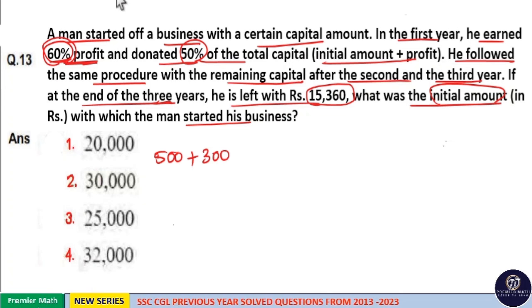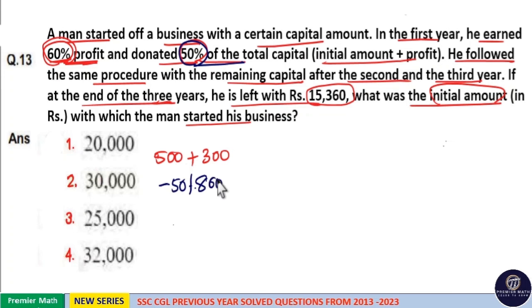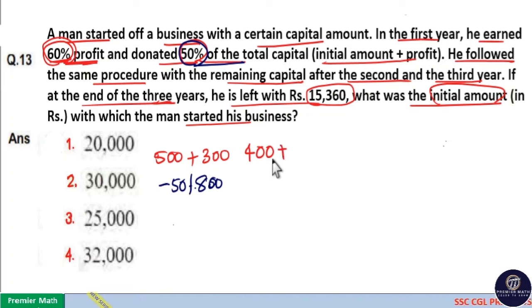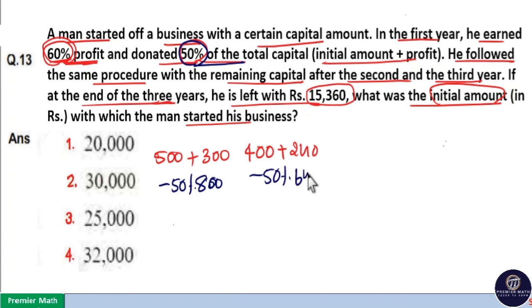Now, he donated 50% of the total capital. 50% he donated to charity. Now 50% of 800 is equal to 400 rupees. Now the remaining is 400 rupees for the second year. Again, he got 60% of 400. 10% is 40, which means 60% is 6 into 40, 240 rupees. And he donated 50% of it. That is 50% of 640 he donated. That is 320 he donated.